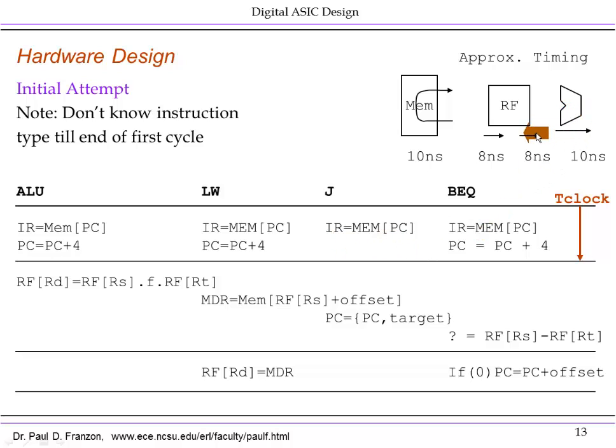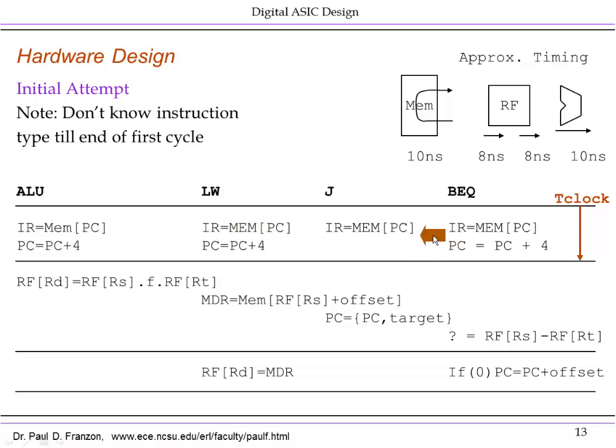Here I've got an approximate timing for my data path. I'm assuming the memory takes 10 nanoseconds, reading or writing the register file each take 8 nanoseconds, and an ALU operation takes 10 nanoseconds. So what we're going to try to do is work out the minimal number of clock cycles to execute the required micro operation sequences on this data path.